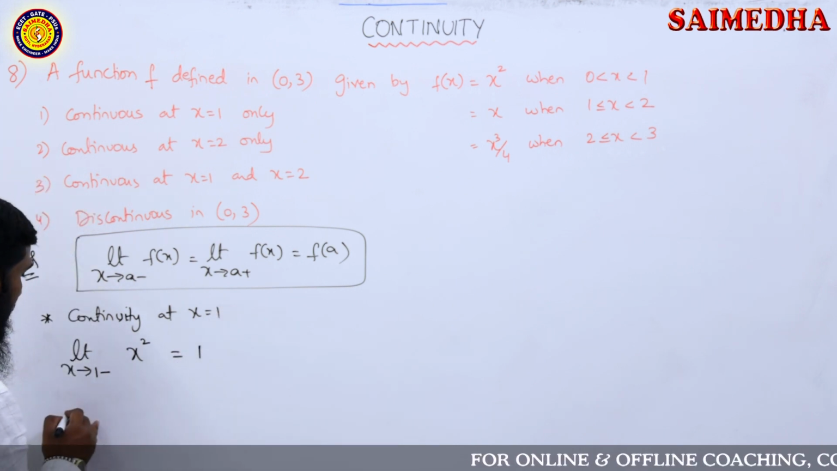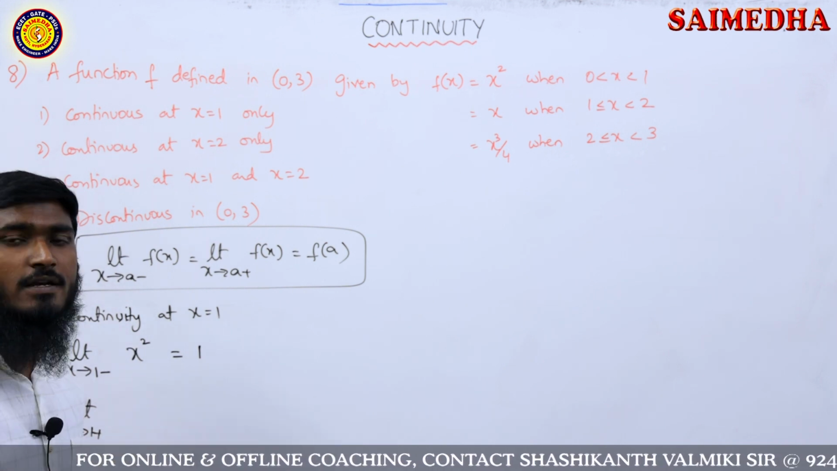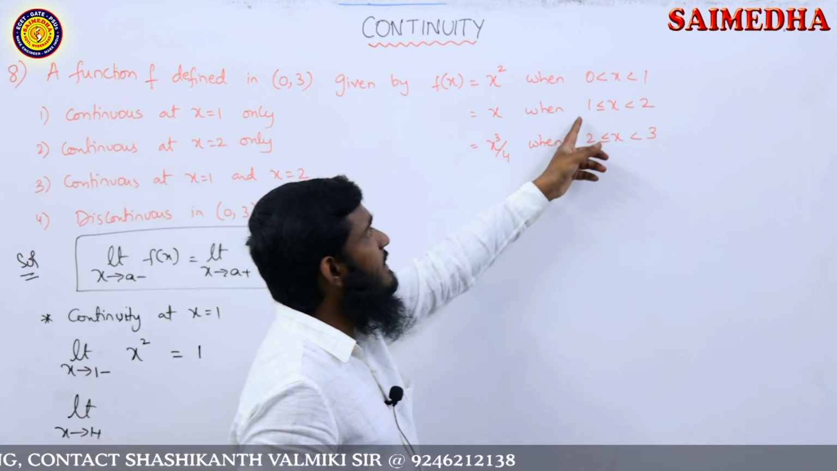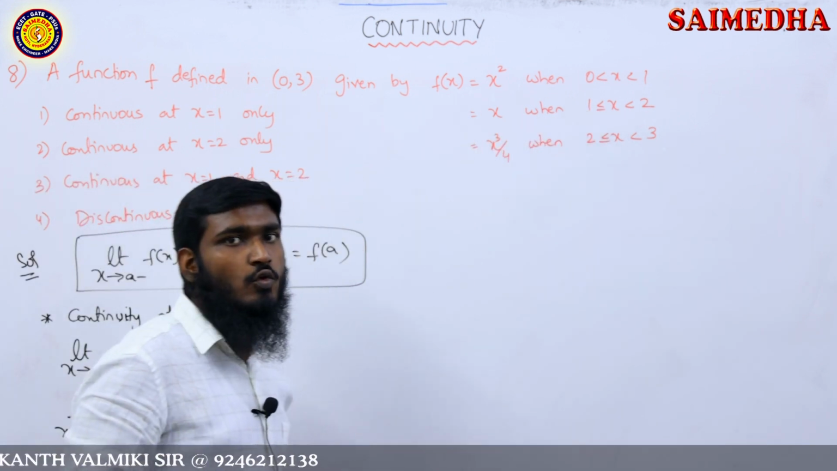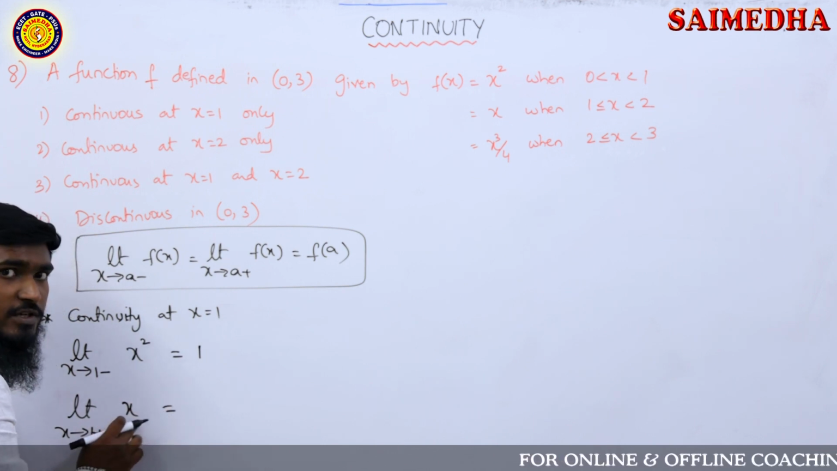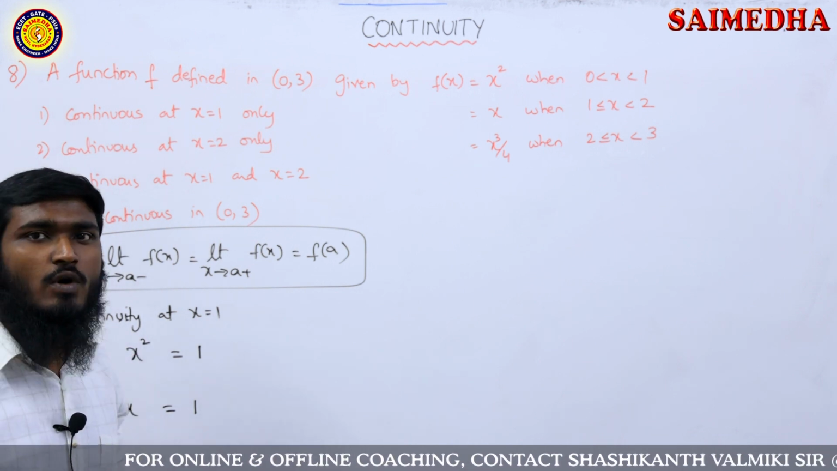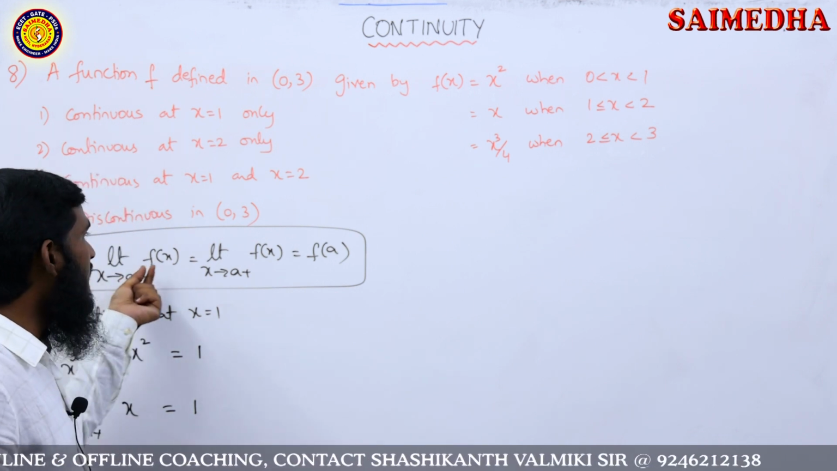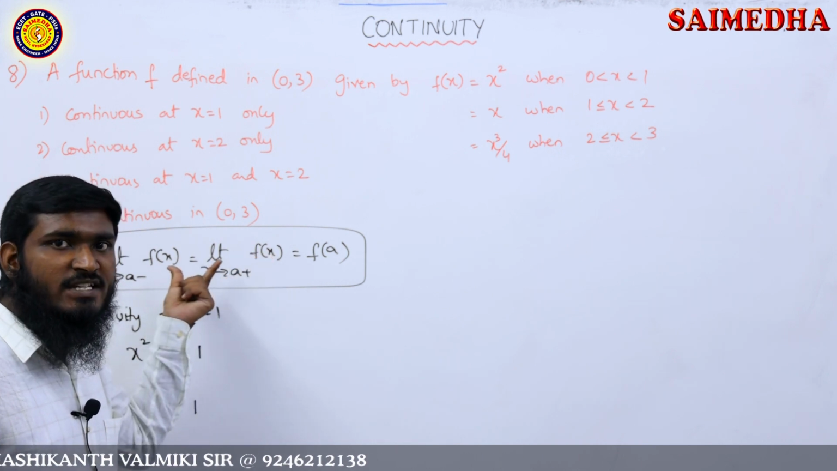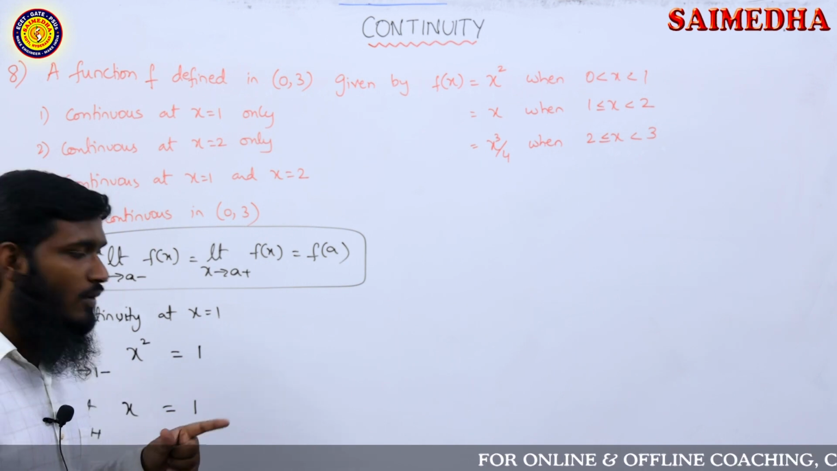Now let us find the limit as x tends to 1 plus of f of x. 1 plus means it is greater than 1. If it is greater than 1, what is f of x? x. After writing the condition, we substitute the x value, which is equal to 1. So the LHL value is equal to the RHL value. Limit as x tends to a minus of f of x equals limit as x tends to a plus of f of x, which means the limit exists and the limit value is equal to 1.